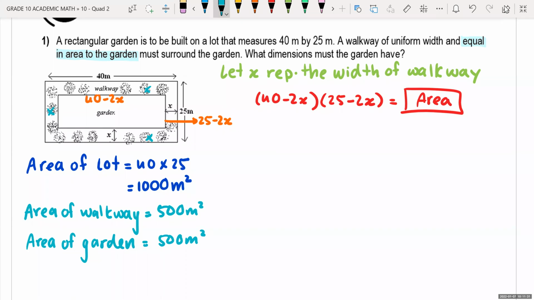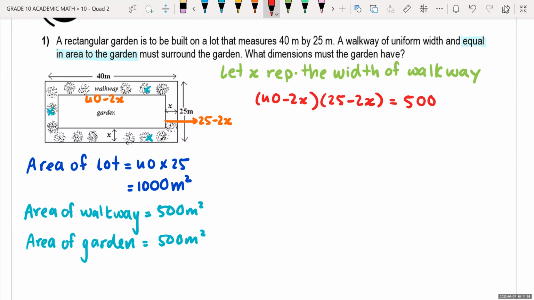So now again, our goal here is to try to figure out the area of the garden, the dimensions of the garden. We know the length of the garden is 40 minus 2x. We know the width of the garden is 25 minus 2x. We couldn't figure out the area, but now we also have the area. And what are we going to put there? We're going to put 500. Okay, so length times width is equal to 500.